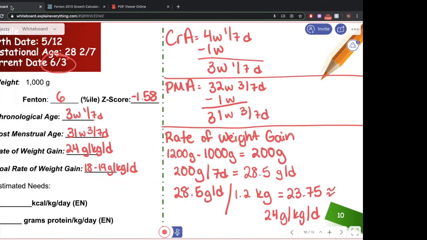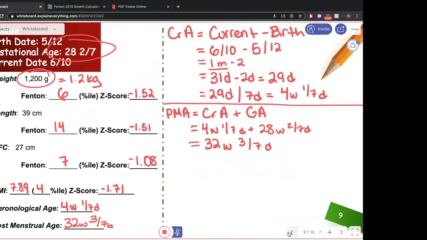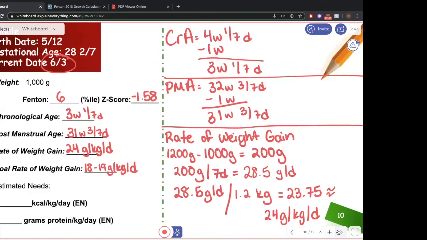So the infant is growing at a rate faster than the goal rate of weight gain. However, since the infant is plotting very low on the growth charts, I wouldn't expect that growth velocity to be too much of an issue. We would look at that as catch-up growth, as long as the baby's growing proportionately. And we would also compare their actual energy and protein intake. So for now, let's just finish up by determining the estimated needs for this infant.